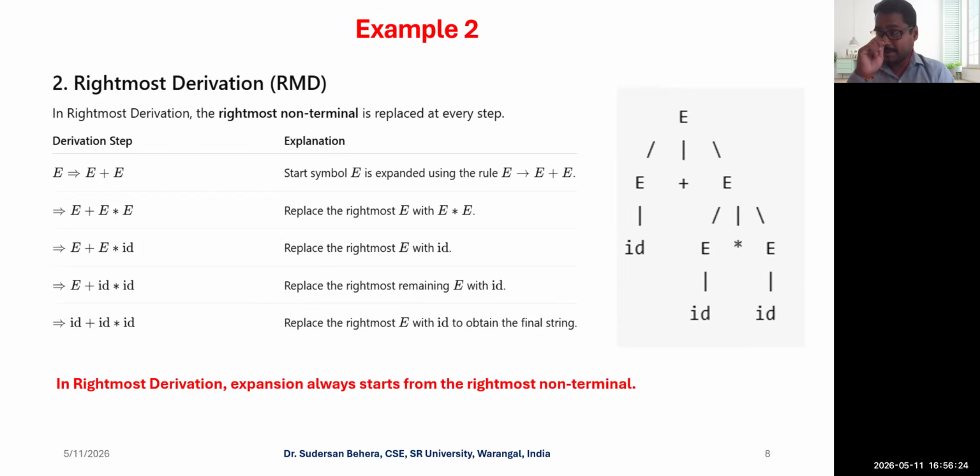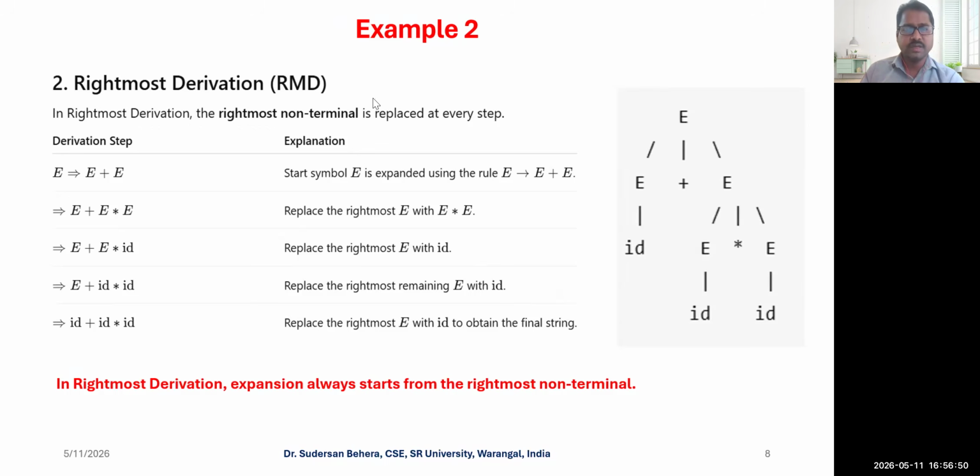Why do they generate the same string? Because this particular grammar is known as an ambiguous grammar. That is why both the trees look alike. If you take some other grammar, the tree may vary. The rightmost derivation tree can look different from the leftmost derivation tree.